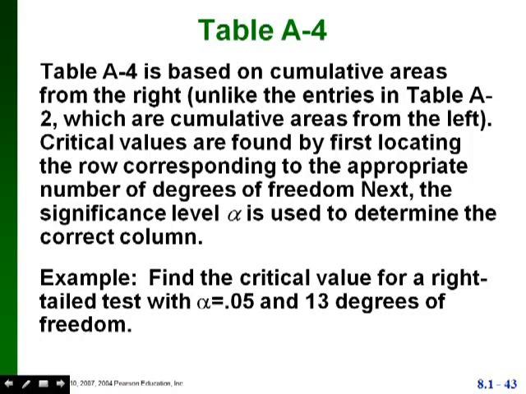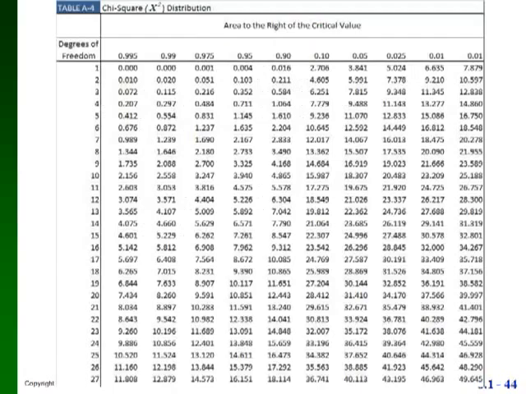Here's an example. We're going to find the critical value for a right-tailed test with alpha equal to 0.05 and 13 degrees of freedom. So here's what our table looks like. Now, since we know we have a right-tailed test, all we have to look for is alpha in our columns. So here's the column that has the 0.05, which was our alpha. So that's the column we're going to look in, and then we said we had 13 degrees of freedom. So we're going to be looking in this row. And that gives us a critical value of 22.362.